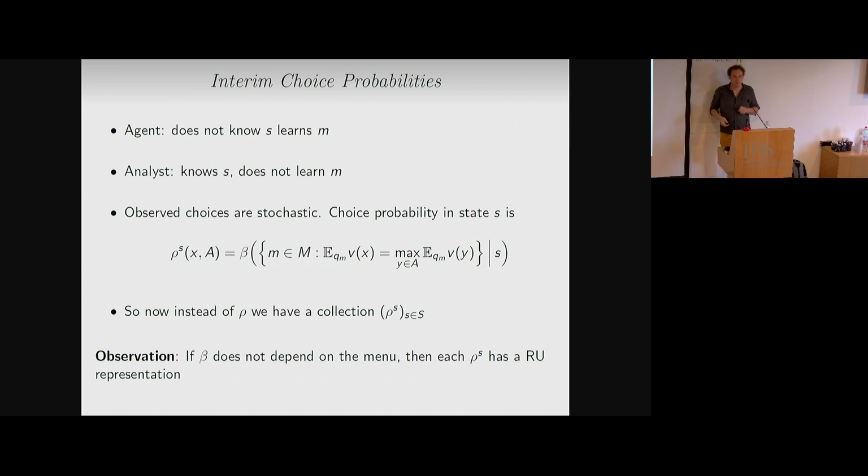Okay, what's the probability that the agent chooses X from menu A in state S? It's the probability that in state S, a message gets realized such that the posterior is such that the agent finds it optimal to choose X over everything else in the menu.